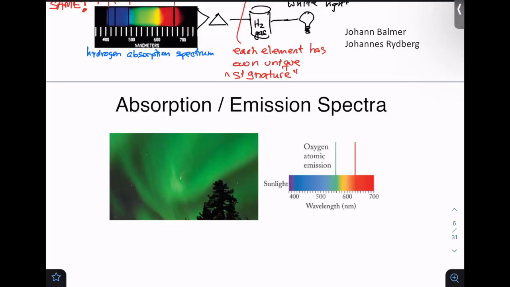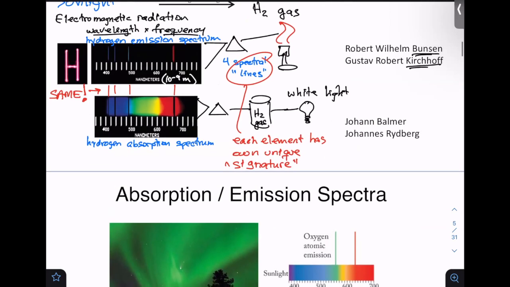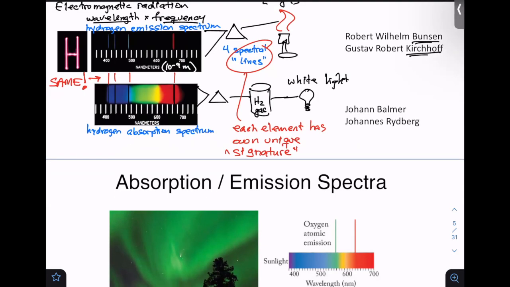This is a picture of the aurora borealis, the northern lights. Anyone ever see the northern lights in person? I've never seen it in person, but I'm told it's magnificent. Anyway, it comes from the same principle that we're going to be talking about up above, right? With the hydrogen, we're burning the hydrogen flame, and we're seeing the spectral lines that come out, or we're shining the light through and we see these spectral lines, they come off as different colors.